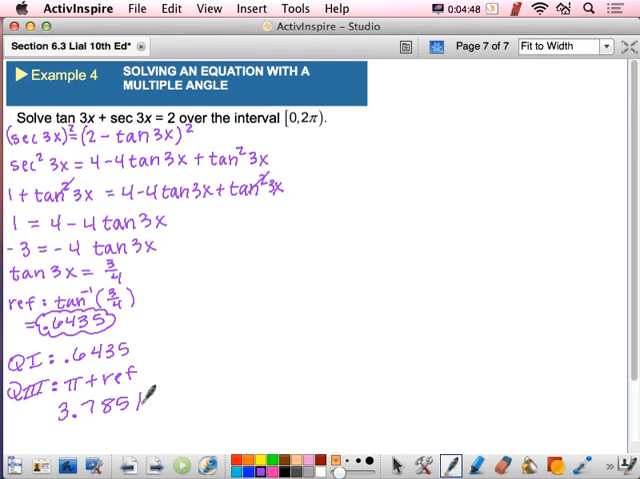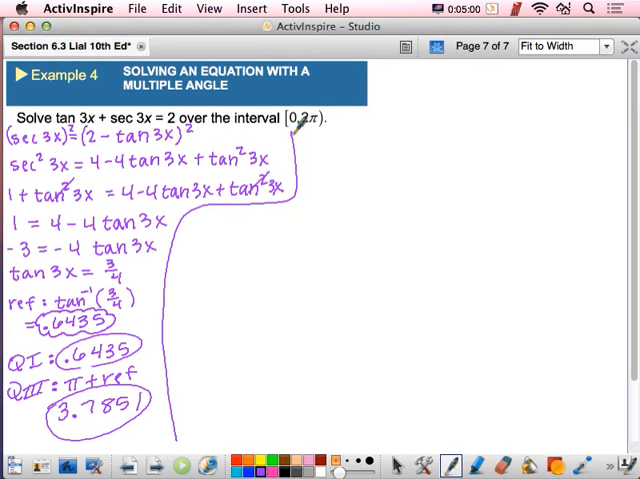3.7851. You guys all agree on that? Okay. So there's a quadrant 1, there's a quadrant 3. That is 1 revolution. How many revolutions do I have to go? 3. I have to go 3 revolutions for this guy. So my 3 revolutions, I know, are going to start with those.